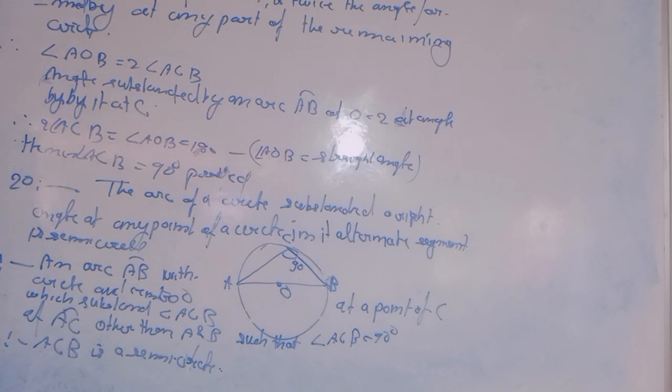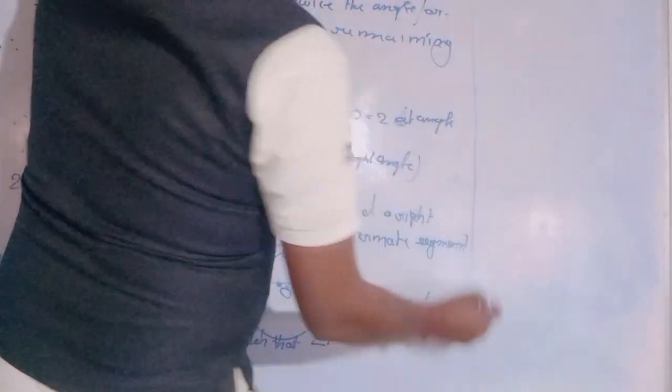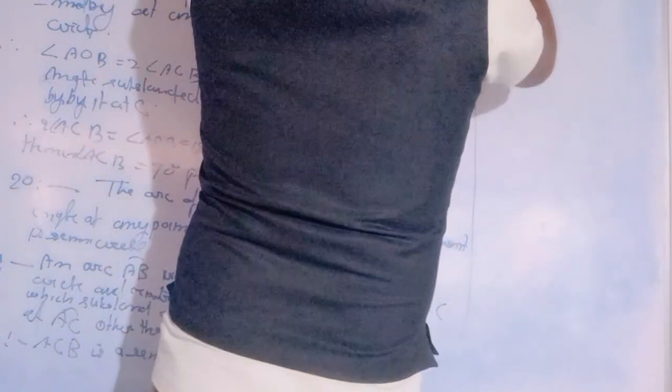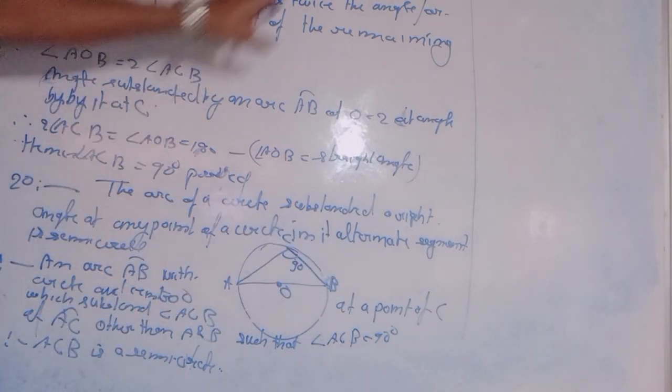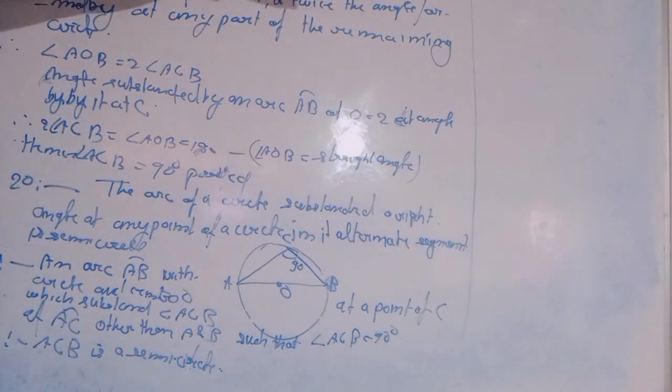Here is the construction. Write here: construction. Join lines OA and OB. Here are the lines OA and OB we have joined. Join the lines OA and OB, we have written here. It's not showing well, so don't worry. I will give it: join lines OA and OB. Got it? So the construction we have done.